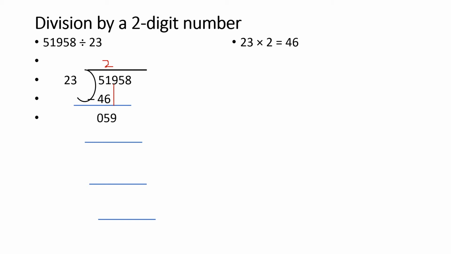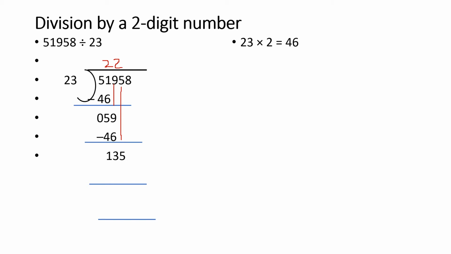Now again ask the same question: how many 20s can be fit in 59? So again, two 20s are equal to 40 and three 20s are equal to 60. 60 is greater than 59. That's why two 20s. Similarly, we will consider 23 twos are, and again we will write 46. We will subtract it, and we will write down this number 5, and our new number is 135.